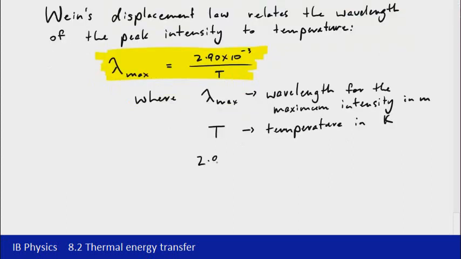That value 2.90 by 10 to the negative 3, it actually has units of meters Kelvin. That's known as Wien's displacement constant. It's in the data booklet. It's a little bit unusual that it actually includes that. It doesn't keep it as a separate symbol to represent Wien's displacement constant, but just to make sure you're aware of that idea. So there's the first law, Wien's displacement law.